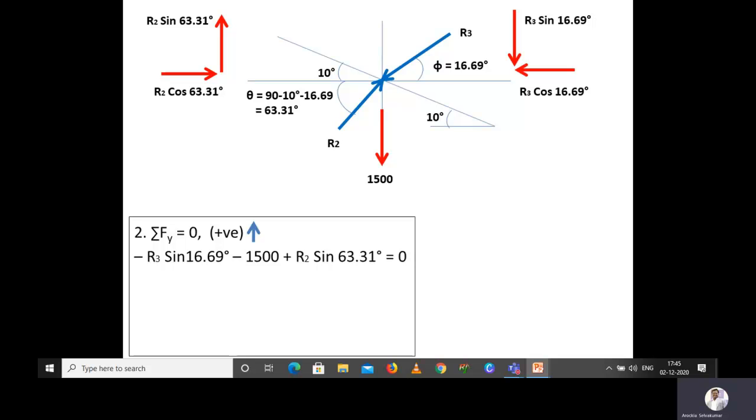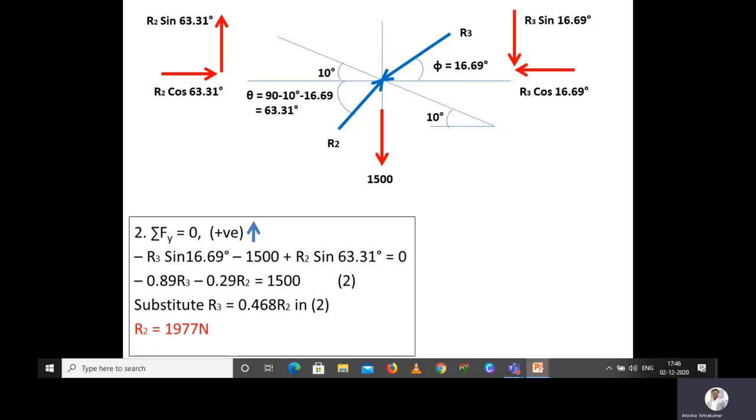From this we can substitute the values 16.69 and 63.31, and write the equation as minus 0.89 R3 and minus 0.29 R2 is equal to 1500. And we have already calculated that R3 is equal to 0.468 R2. So we can substitute in equation 2, so that we will get R2 as 1977 Newton. So we got one value of the resultant.